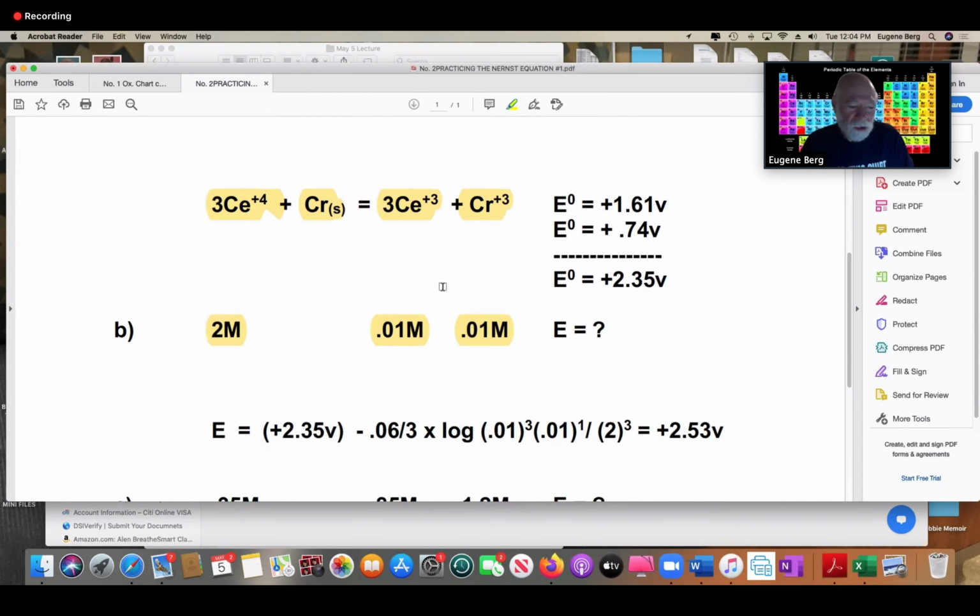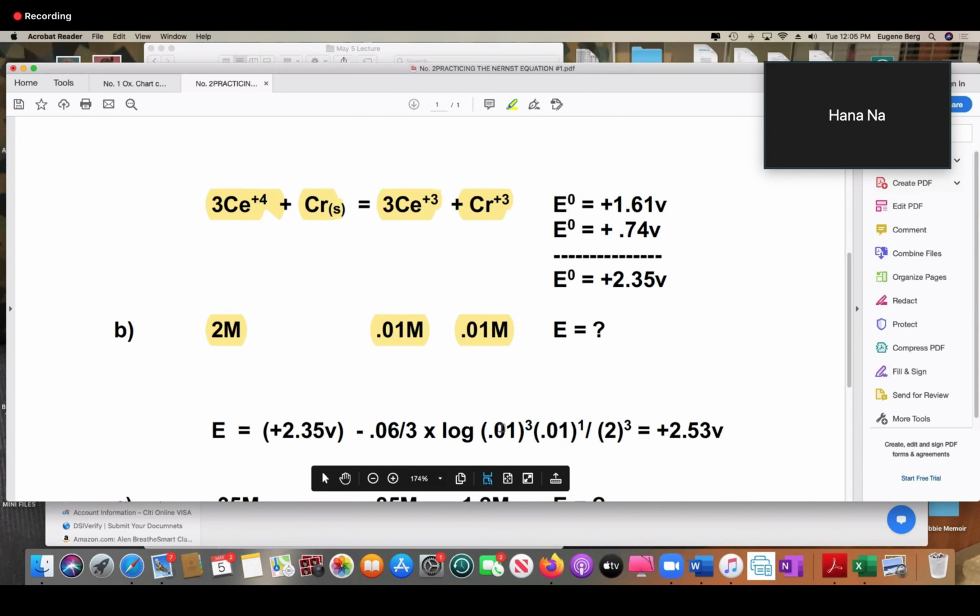Remember how the Nernst equation goes. The voltage is equal to the standard voltage, so I copy the plus 2.35 volts again, minus 0.06 divided by n. n is the number of electrons being transferred, and if you go back and look at the half reactions, n is 3. Then the log of products over reactants. The products are cerium 3+, notice it's got to be cubed, and the chromium, 0.01 to the first power, divided by the reactant, which is 2 molar to the third power.